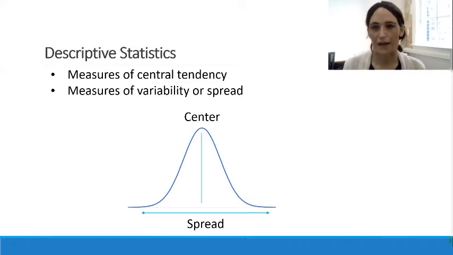So the two main categories of descriptive statistics are measures of central tendency, or center, and measures of variability, or spread. So when we think about a histogram or other distribution, we can think about there being a middle point in the distribution. We can also think about how spread out it is, right? And there are ways that we can quantify the center point and also to quantify how much spread there is or how much variability there is in our data.